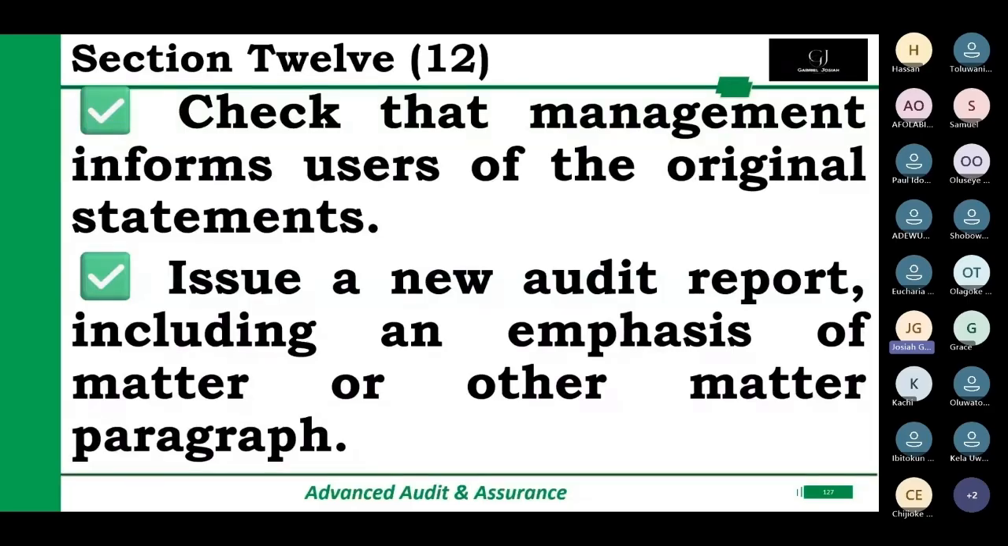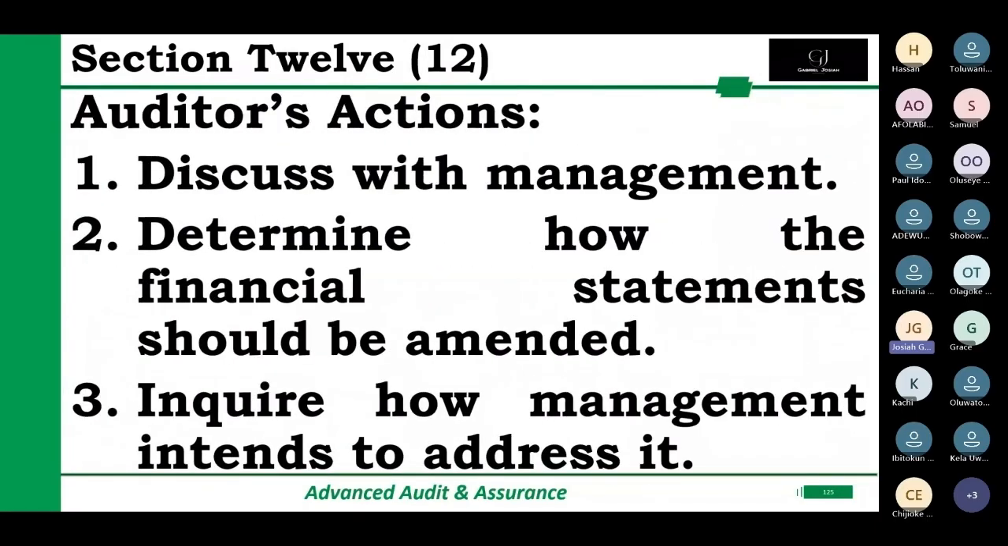And we need to issue a new audit report, including an emphasis of matter. We need to include an emphasis of matter based on this new event, or an other matter paragraph, to additionally include what has happened to the previous opinion. So these are the actions, very important. So please take note of it. And we'll come to some of these details, like Kachi asked, in events in reporting, chapter 14.